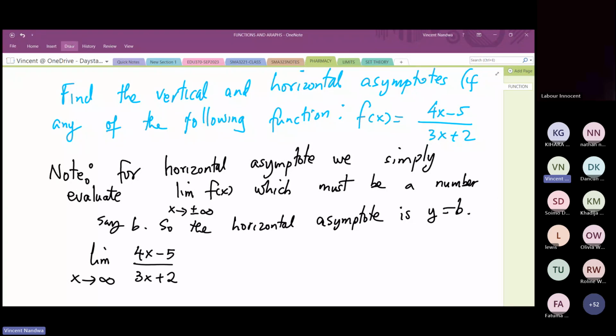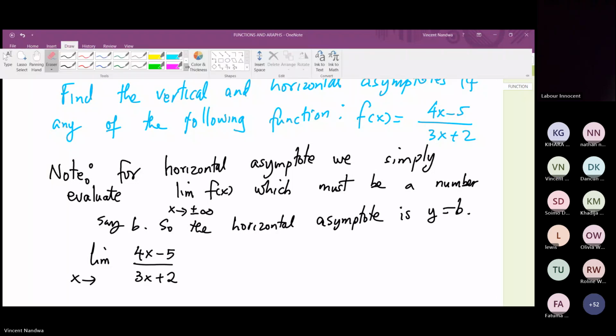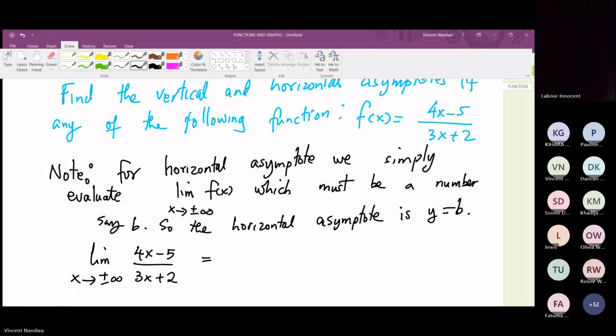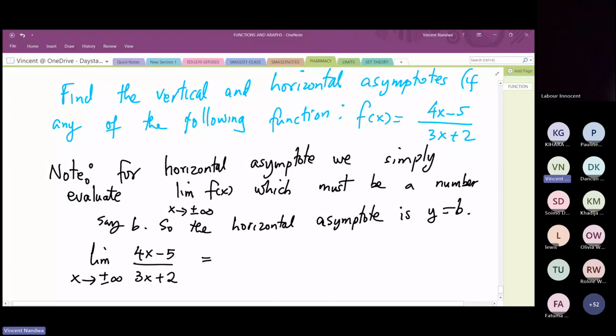You remember how we used to evaluate limits at infinity? What are we supposed to do? What did I say we are supposed to do? Divide each term by the highest value of x in the denominator. Correct. Divide each term by the highest x in the denominator.